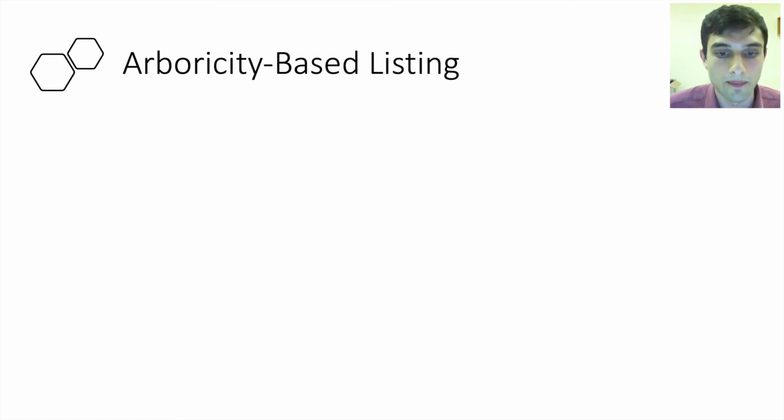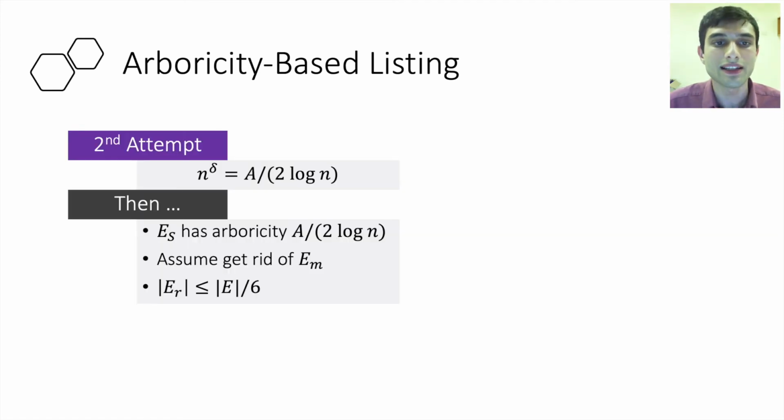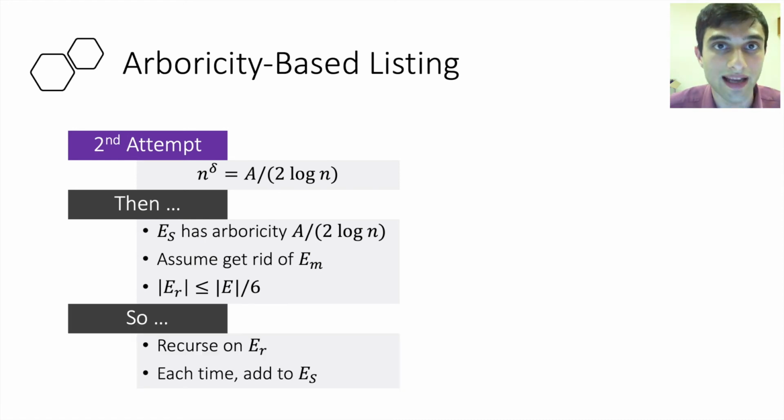Okay, well, let's try again. Let's run the decomposition with a slightly lower delta. Now we'll get that ES has arboricity at most A divided by 2 log n. Assume that we get rid of EM by doing all the listing. And now we're left with ER, which is at most a sixth of the edges before that. So we can now recurse on ER. And every time we get these new ESs, we can unite them together. Since ER always decreases by a constant factor, this will take a logarithmic number of steps. And so in the end, all the ESs that we get together will have arboricity at most A divided by 2.